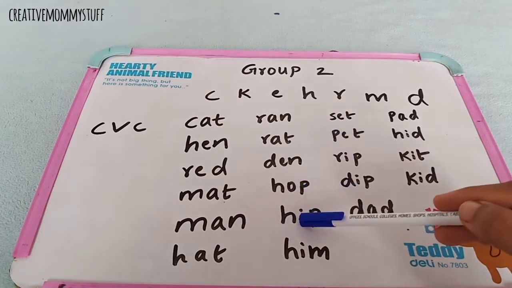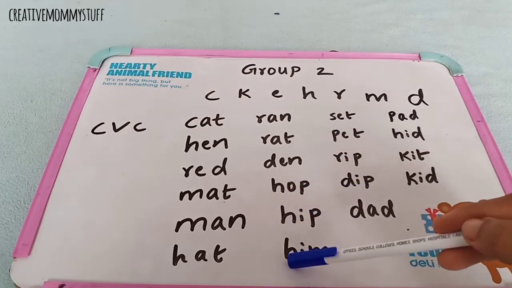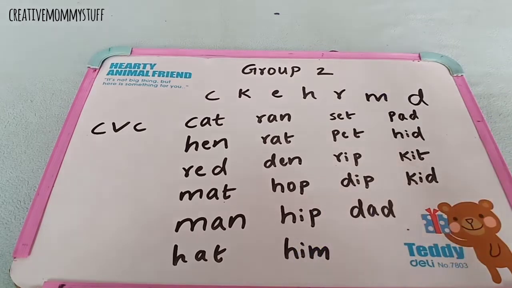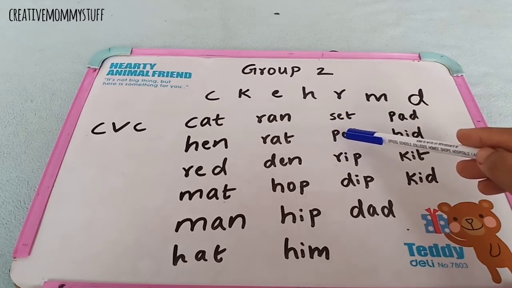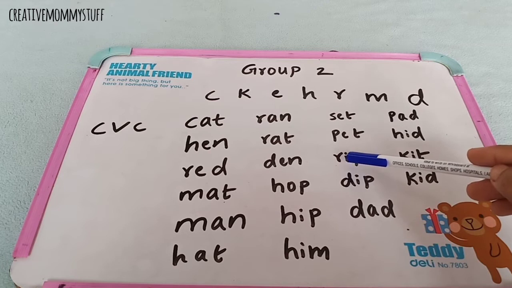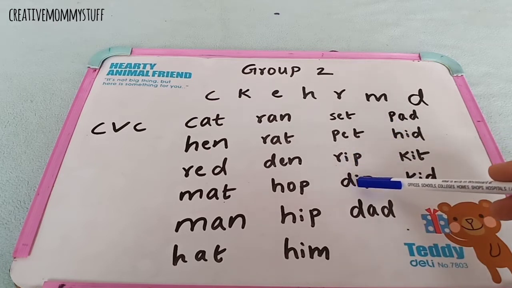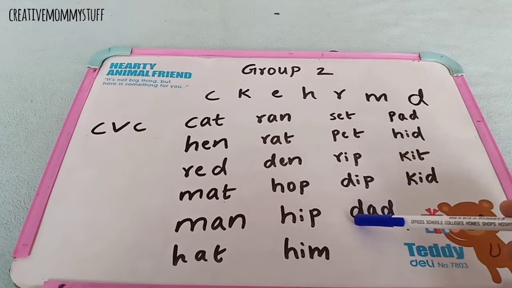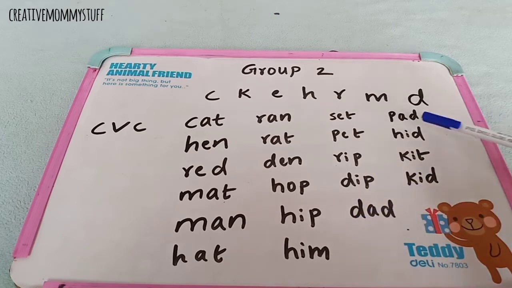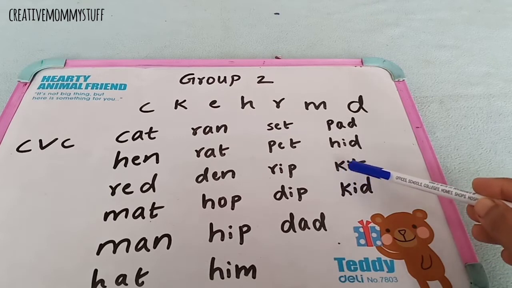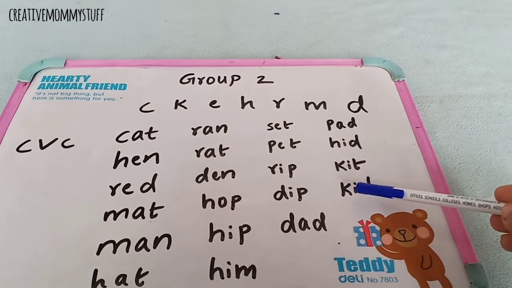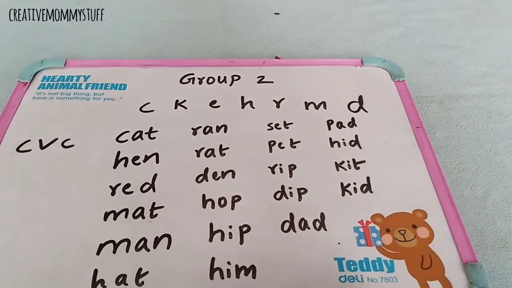Hop, hip, him, set, pet, rip, dip, dad, pad, hid, kid. So like this you can practice all the words slowly.